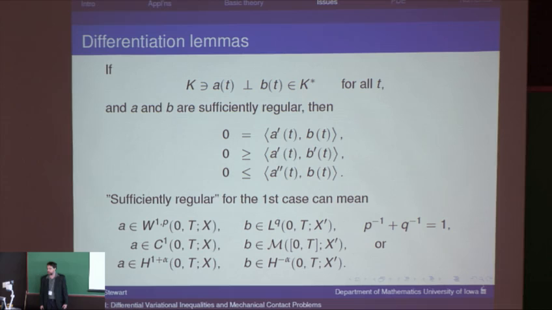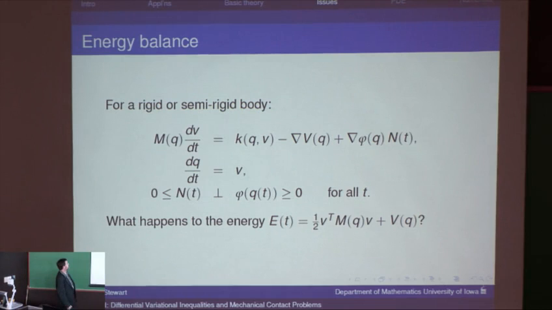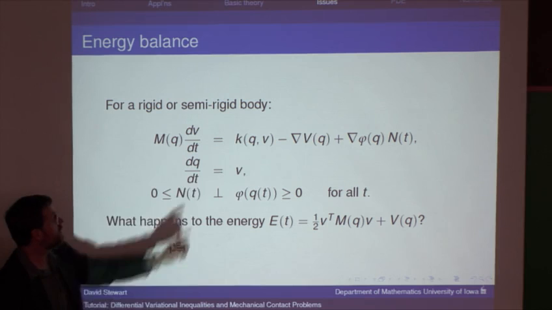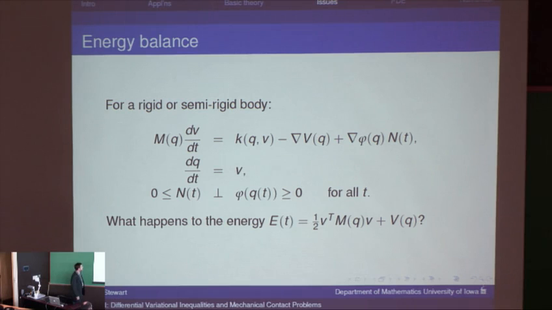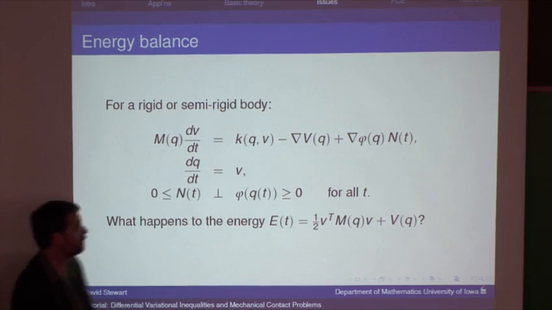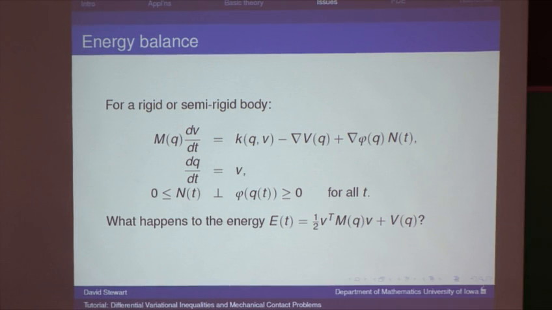Okay, so for example, a rigid body model might have something like this: mass matrix times dv/dt. This comes from the generalized coordinates that you use. We've got the negative gradient of the potential function, and we have phi of q has to be greater or equal to zero. So this n of t is the normal contact force, suitably generalized. dq/dt is v. We have complementarity between the normal contact force and the separation from the boundary of the feasible set. What happens with the energy?